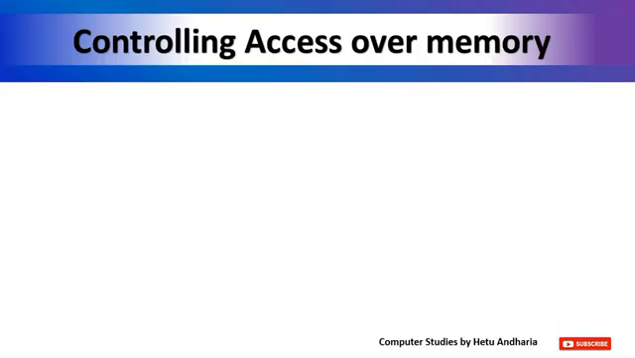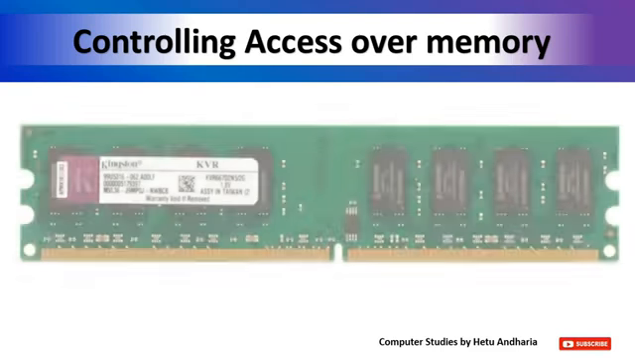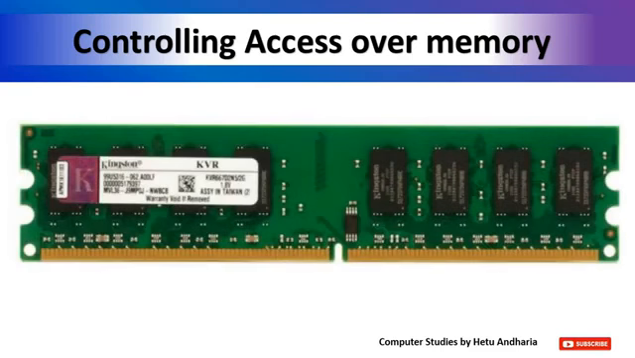Next point, controlling access to the memory. Now, which type of memory are we talking about? We are talking about the main memory. The main memory is an important resource for the computer system. It is RAM, because it is the only large scale form of memory that can match the speed of the CPU and can be directly accessed by the CPU. Any program to run must be loaded into the main memory.